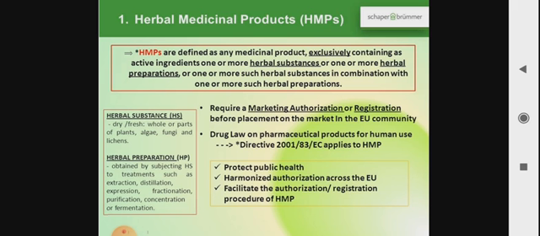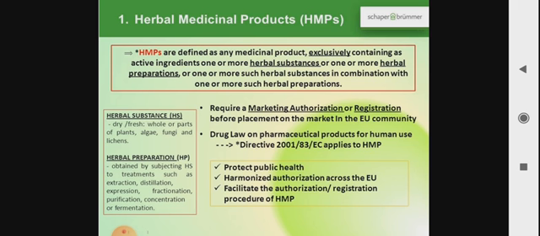So see here, HMP again the same thing, defined as any medicinal product exclusively containing as active ingredients one or more herbal substances or one or more herbal preparations or one or more such herbal substances in combination with one or more such herbal preparations. So this is an additional slide only. Here the same information is mentioned, but in short.